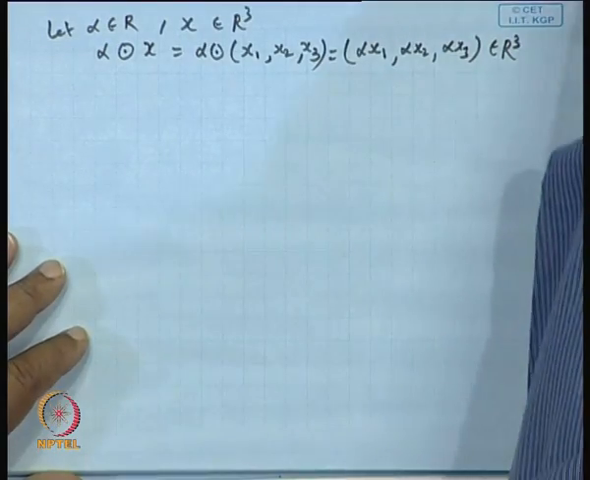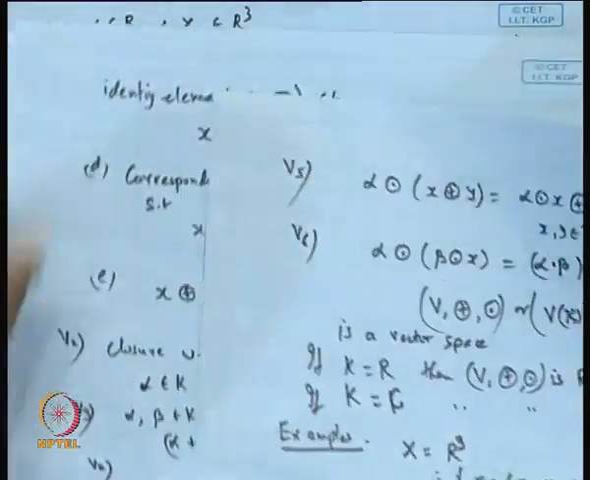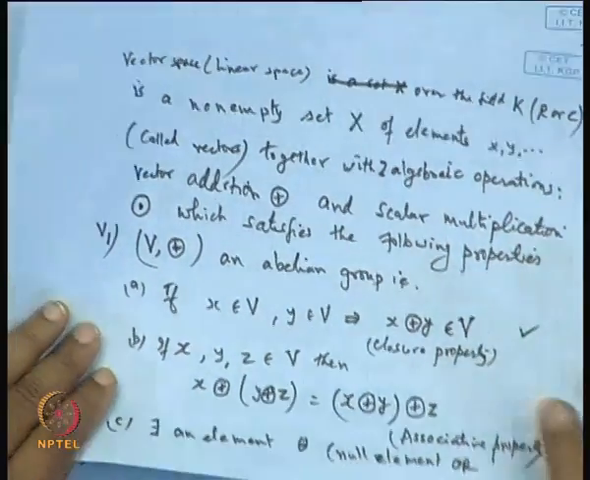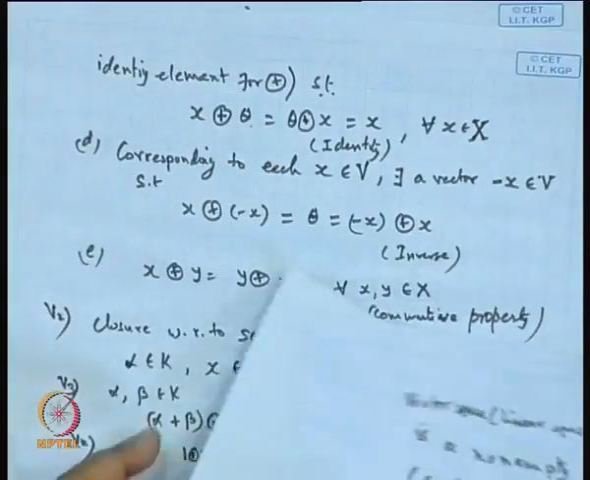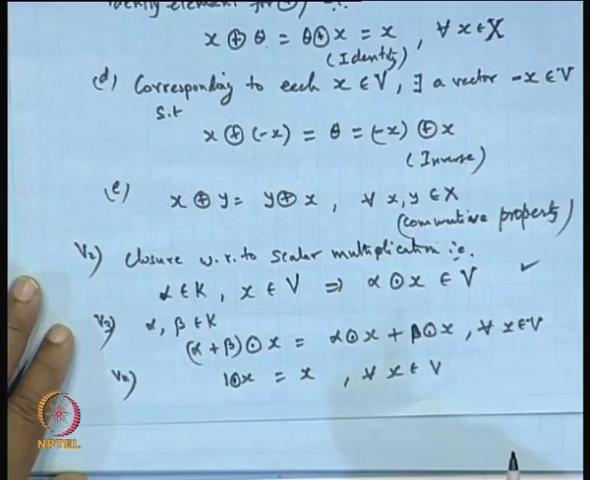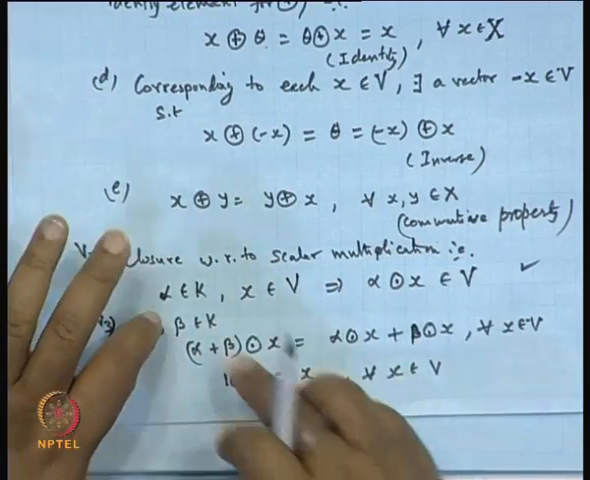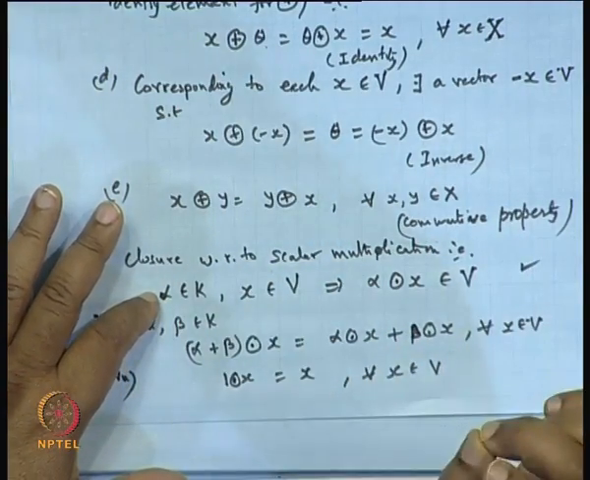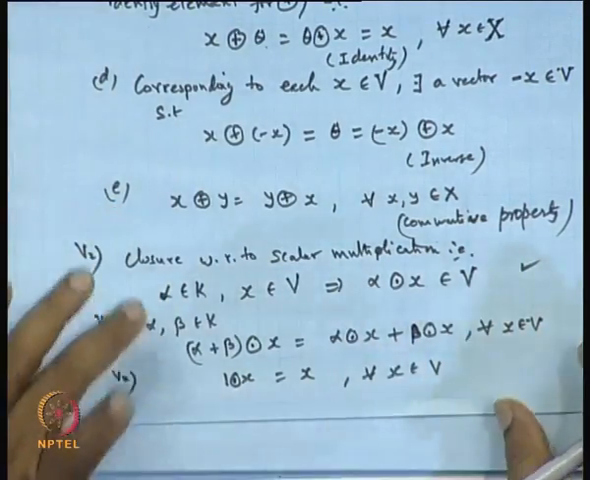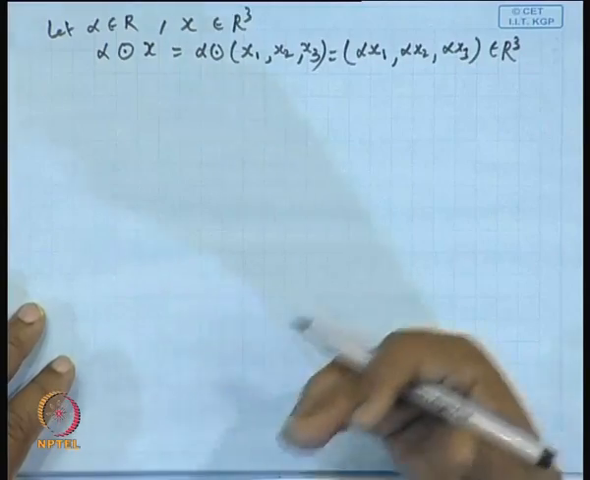So, basically the first property, the closure property with respect to addition, is satisfied, then the closure property with respect to scalar multiplication is satisfied. Whenever you introduce the addition and scalar multiplication, you must see that these two properties hold good, otherwise it will not form a vector space. So, you should introduce these two in such a way that these two must hold. Now, you can verify all these properties are satisfied.